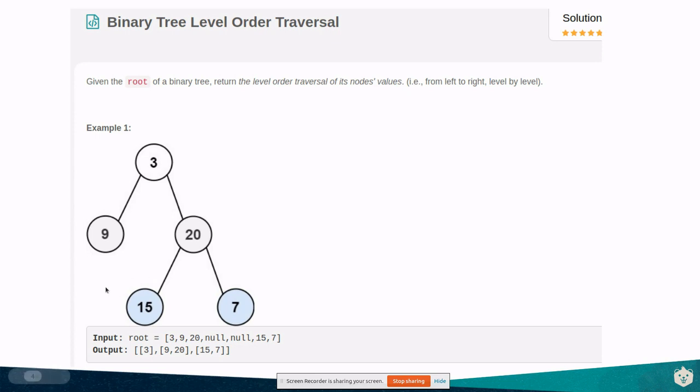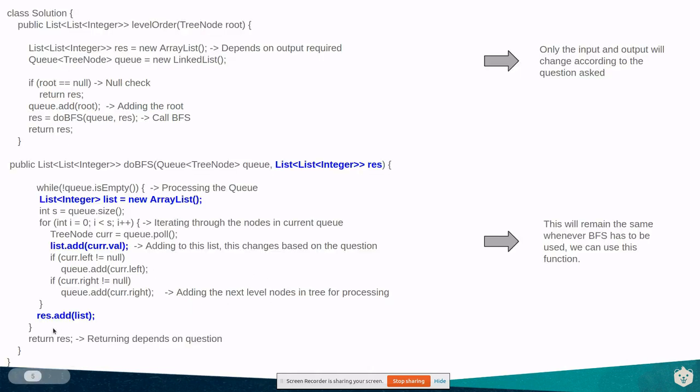So the outer loop would again check if the queue is empty or not. It won't be empty because it has a 15 and a 7. And then the inner loop will process 15 and 7, add them to the list, and then return it. That's it. It might seem intimidating in the beginning, but I would advise you to dry run this process on a piece of paper and then understand how it works.